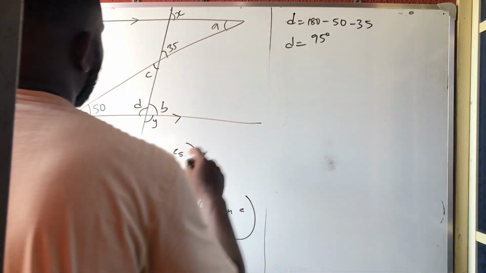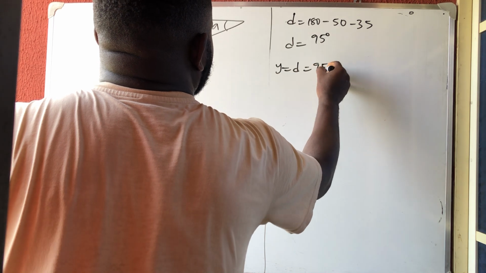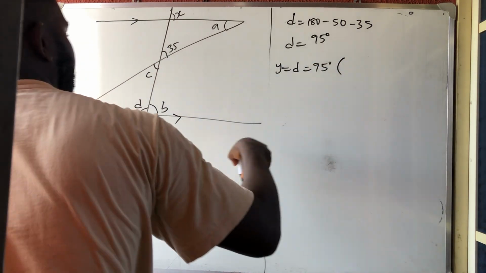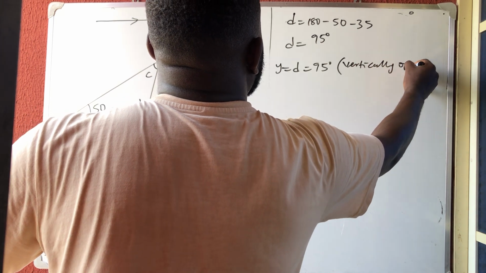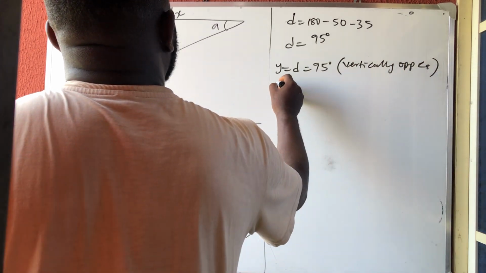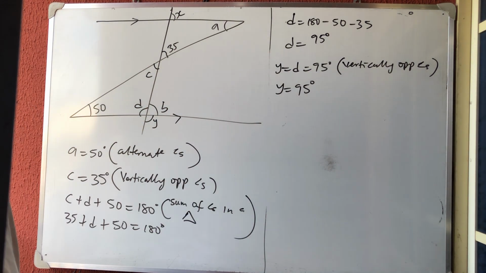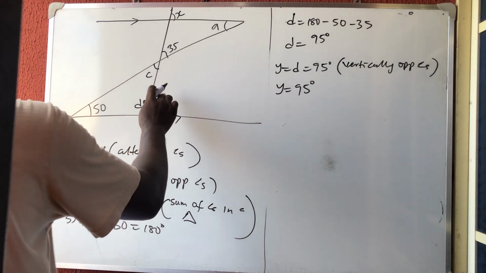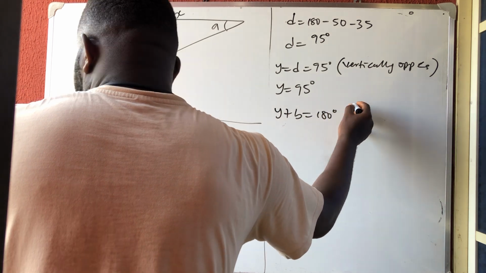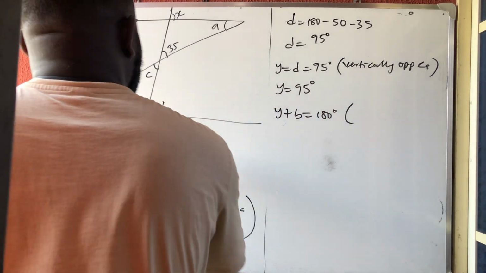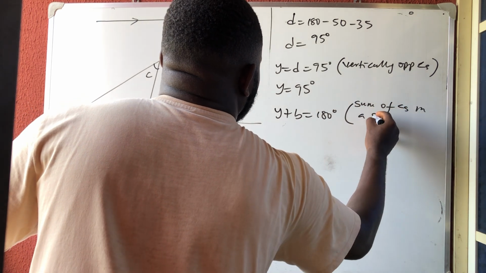95 degrees. So if you have gotten D, you have gotten Y. Yes, because Y is equal to D, which is equal to 95 degrees. What is my reason? Vertically opposite angles. Okay, so therefore my Y is equal to 95 degrees. So since I've gotten Y, to get X is very simple. To get X, I need to get B. And how do you get B? You tell them that Y plus B is equal to 180 degrees. And what is my reason? Sum of angles in a straight line.